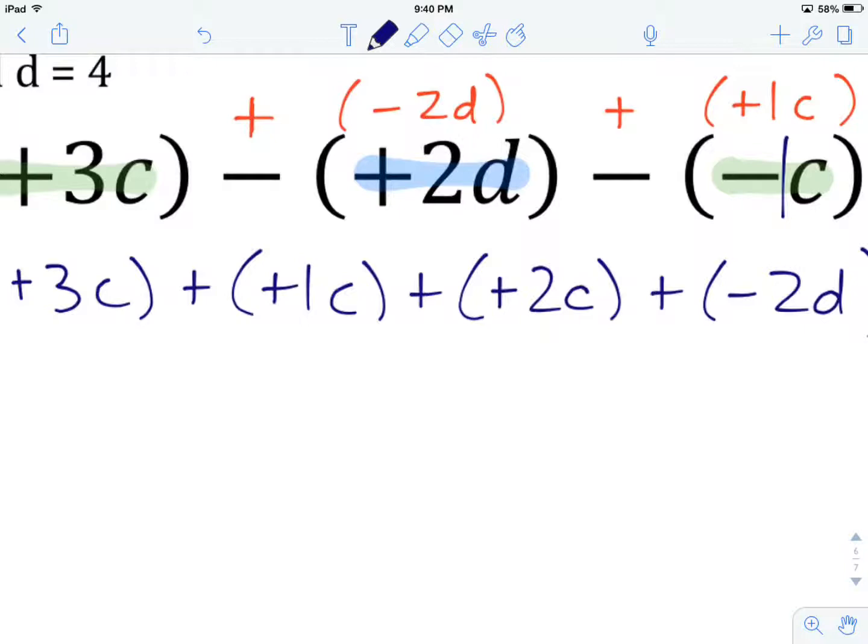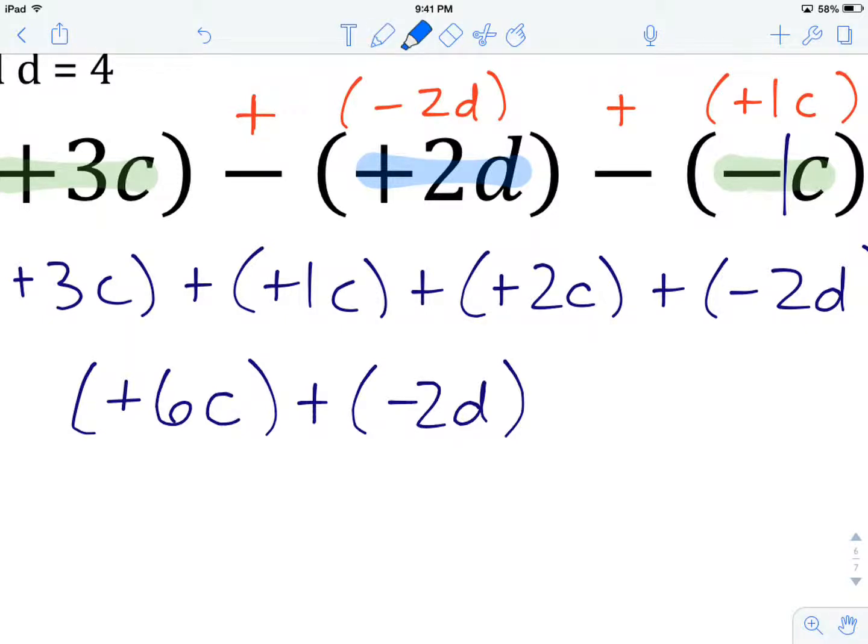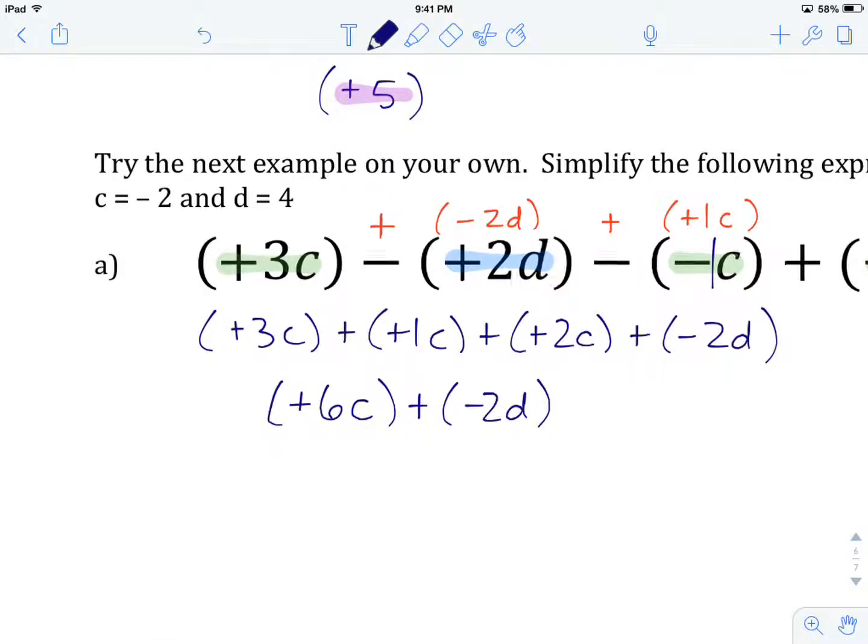So if we have a positive 3, another positive 1, and another positive 2, that's going to give us a positive 6c. And we didn't end up doing anything to the minus 2d. So we're just going to leave it right there where it is. Okay, so this is simplified now. This is the simplified step. Now we are going to move on to the evaluation step.